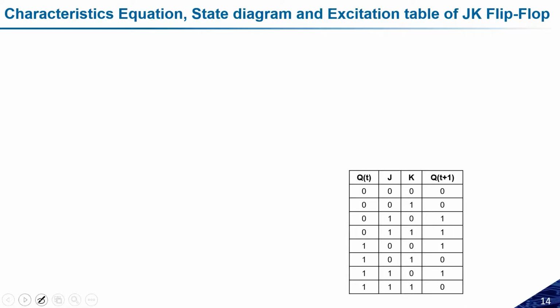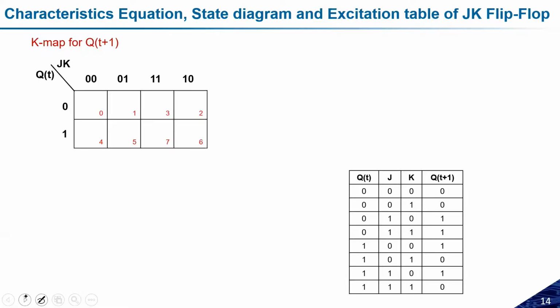Based on these possibilities, let us try to make the k map for qt plus 1. Let us see how it will look. The k map has qt and j and k. If we fill in the 0s and 1s, it will look like 0 0 1 1 1 0 1 and 0. So based on this table, the k map will look like this one.